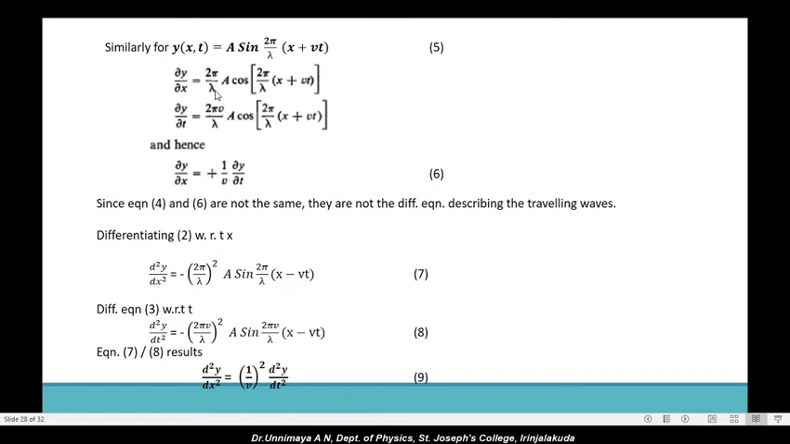So 2 pi by lambda a cos, all these terms will cancel. Only there will be a term v. So dou y by dou x by dou y by dou t is equal to 1 by v. ബാക്കി എല്ലാ ടേംസും ക്യാൻസൽ ആവും. So you will get dou y by dou x is equal to 1 by v into, take this term to the RHS, റൈറ്റ് ഹാൻഡ് സൈഡിലേക്ക് കൊണ്ടുപോകും. അപ്പോൾ എന്ത് കിട്ടും? 1 by v into dou y by dou t.